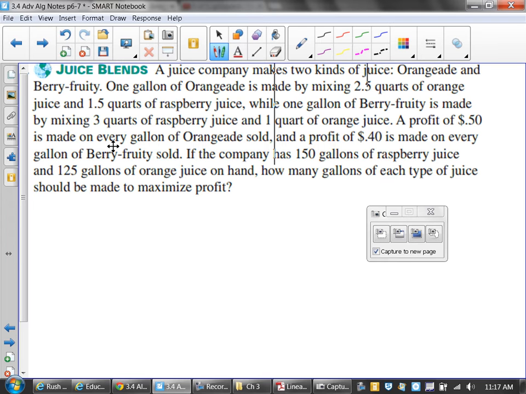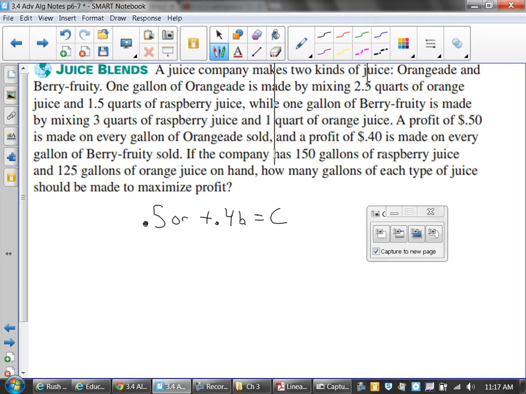So you go through the whole problem, you will recognize that you get a profit value of 50 cents for the orange. I'm going to use OR. And you get 40 cents a gallon on the berry. And that's your objective. Okay?